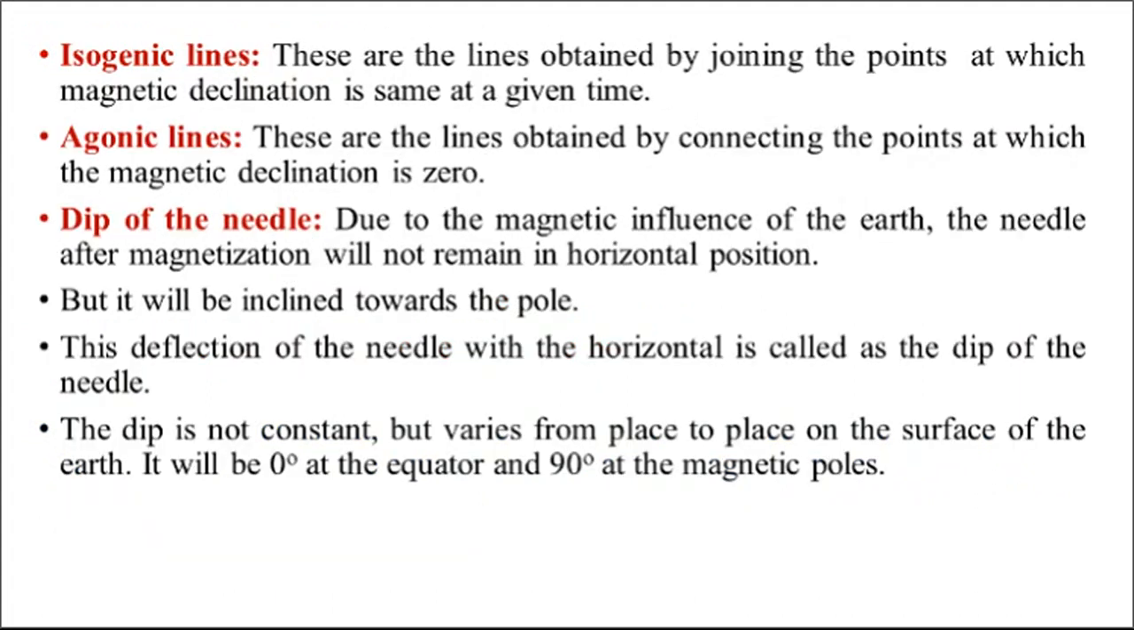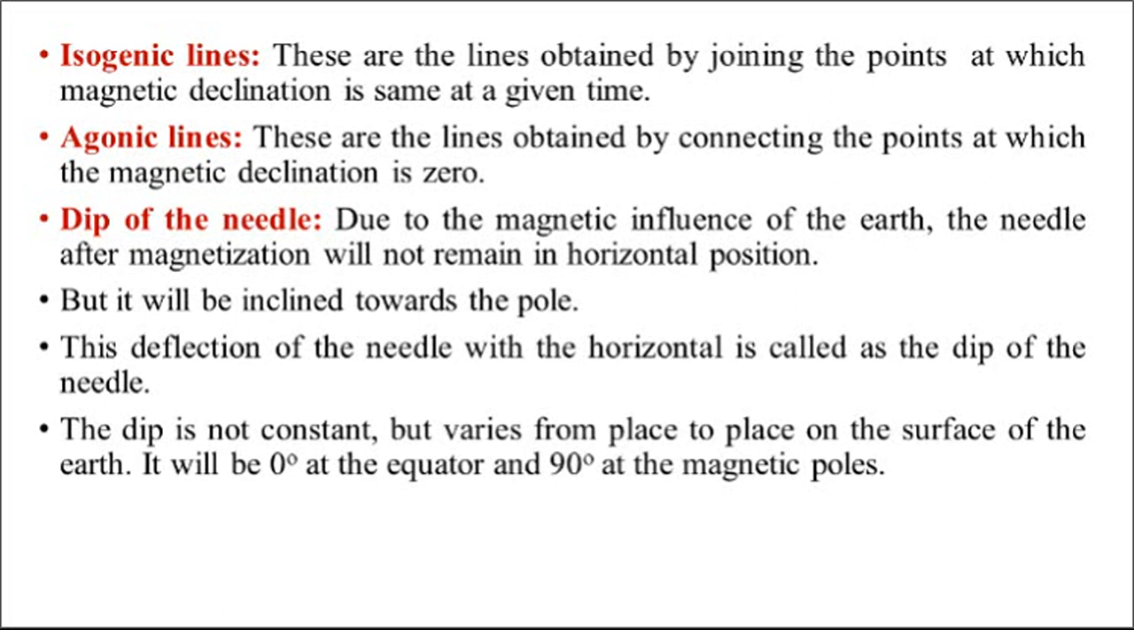Then next we are going to study some terms. First one is isogonic lines. Isogonic lines are the lines obtained by joining the points at which magnetic declination is the same at a given time. That means we select different points on the surface where magnetic declination is the same, we join those points, and by joining these points we get a line. That line is called an isogonic line.